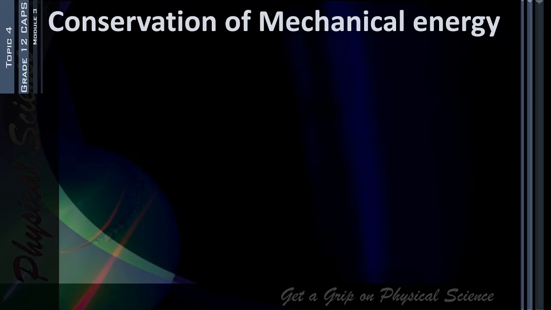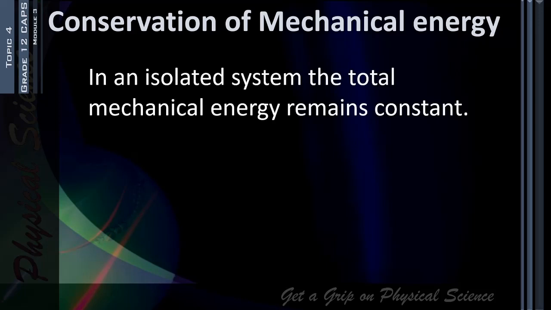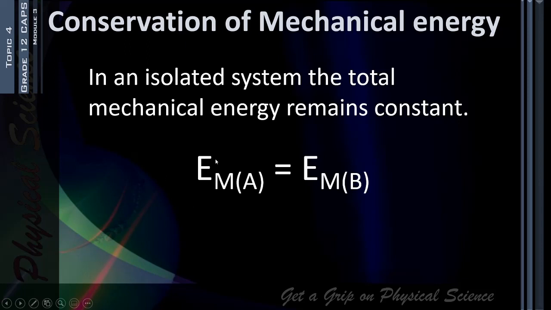In the first module, we said that mechanical energy is the sum of the gravitational potential energy and the kinetic energy of the object. Now, the law of conservation of mechanical energy states that in an isolated system, the total mechanical energy remains constant. Now, isolated system means that no energy is added or taken from this system. So, for example, there's no friction that does negative work to take energy away from the system. And this means that the mechanical energy at any position A will be equal to the mechanical energy of that same object at any other position B.